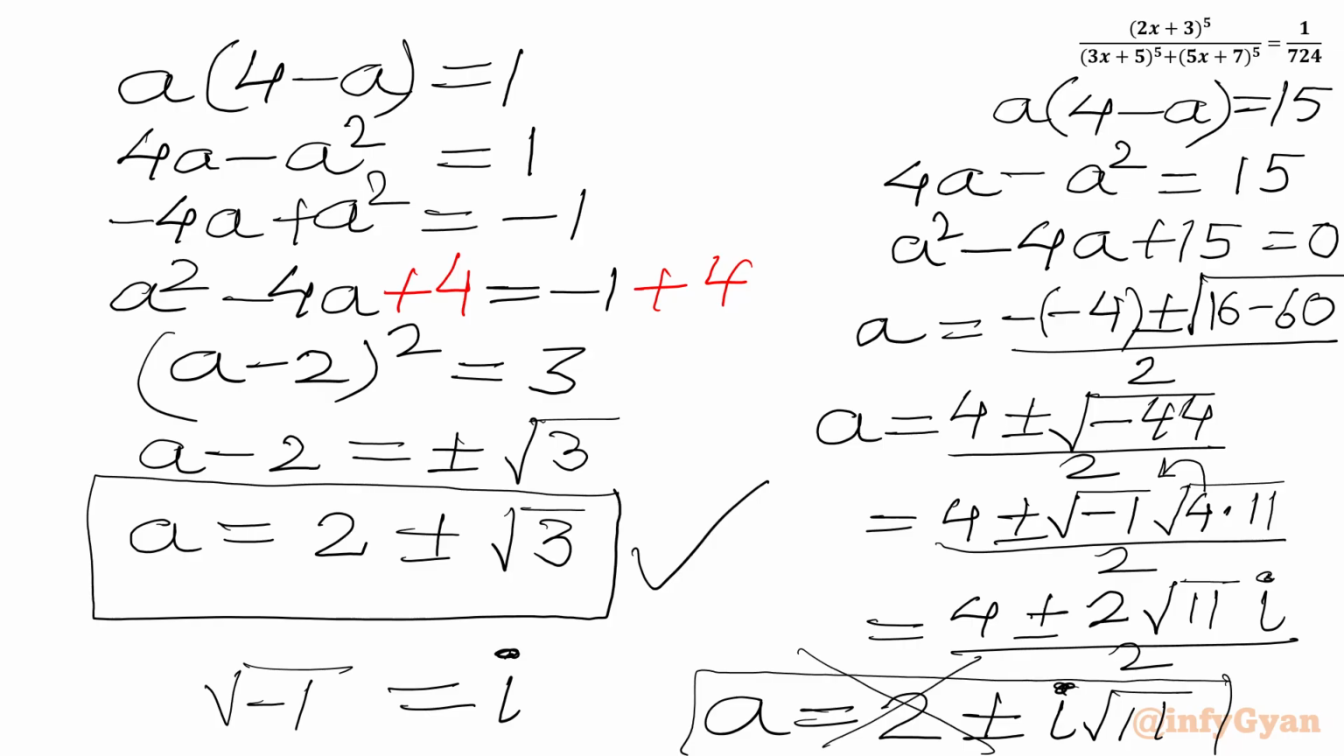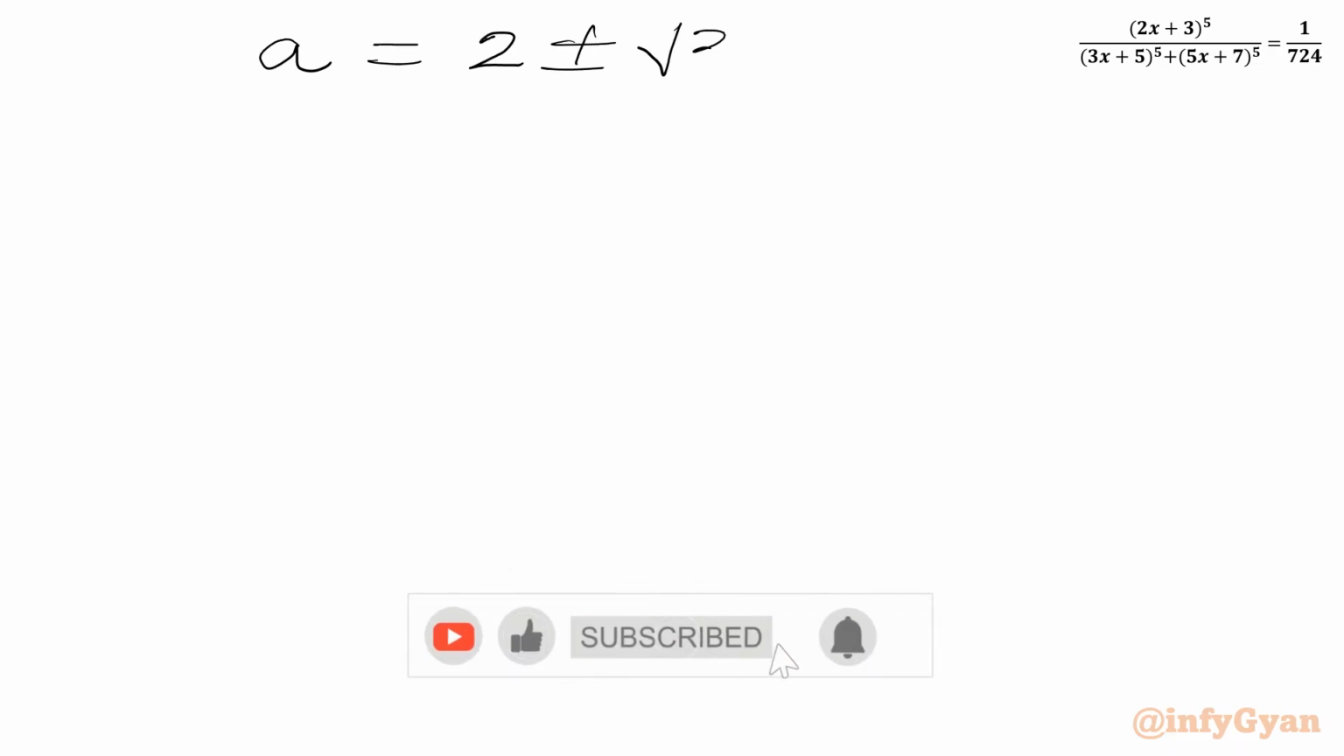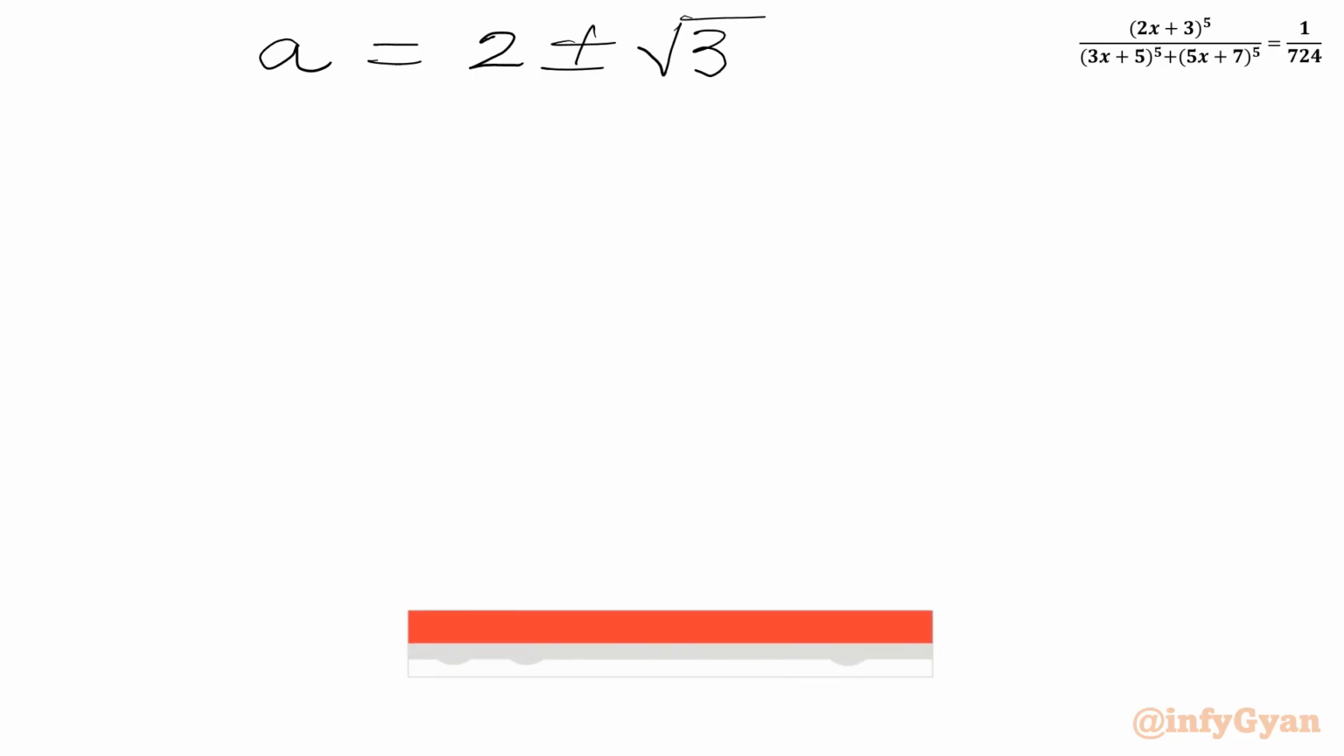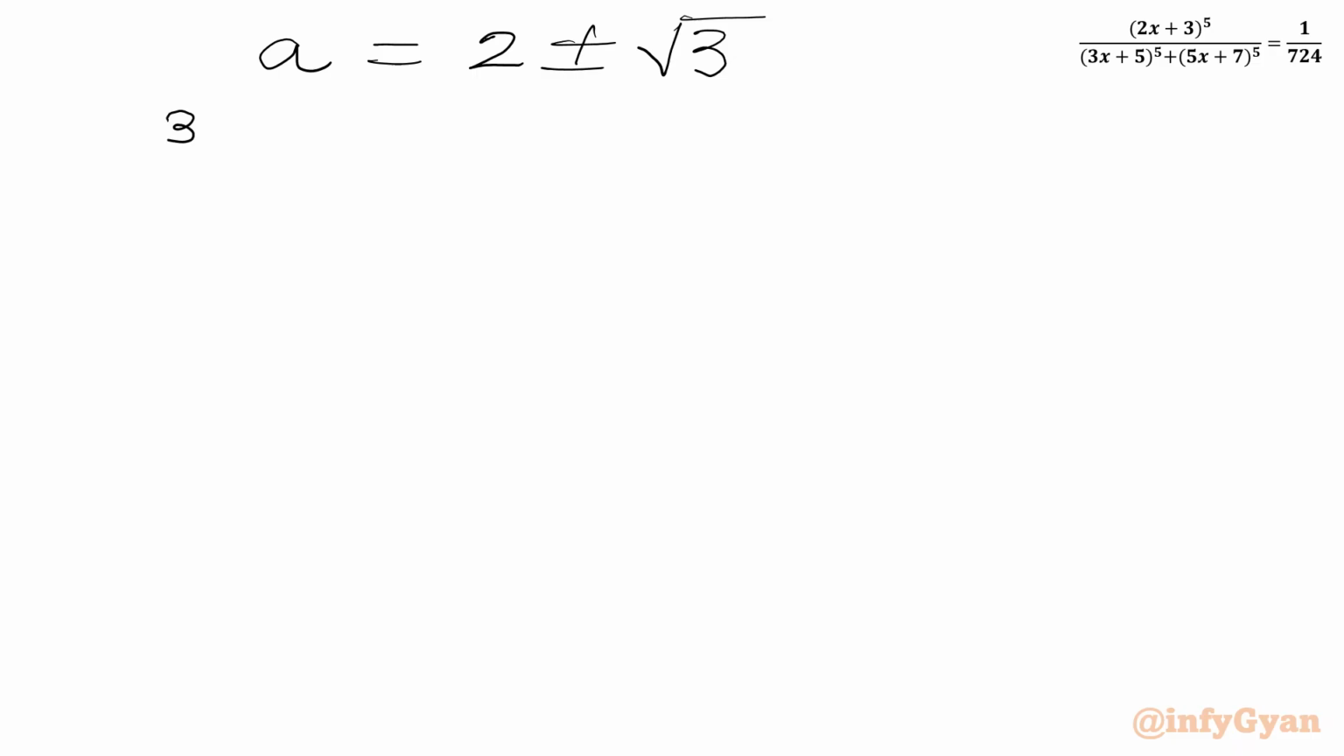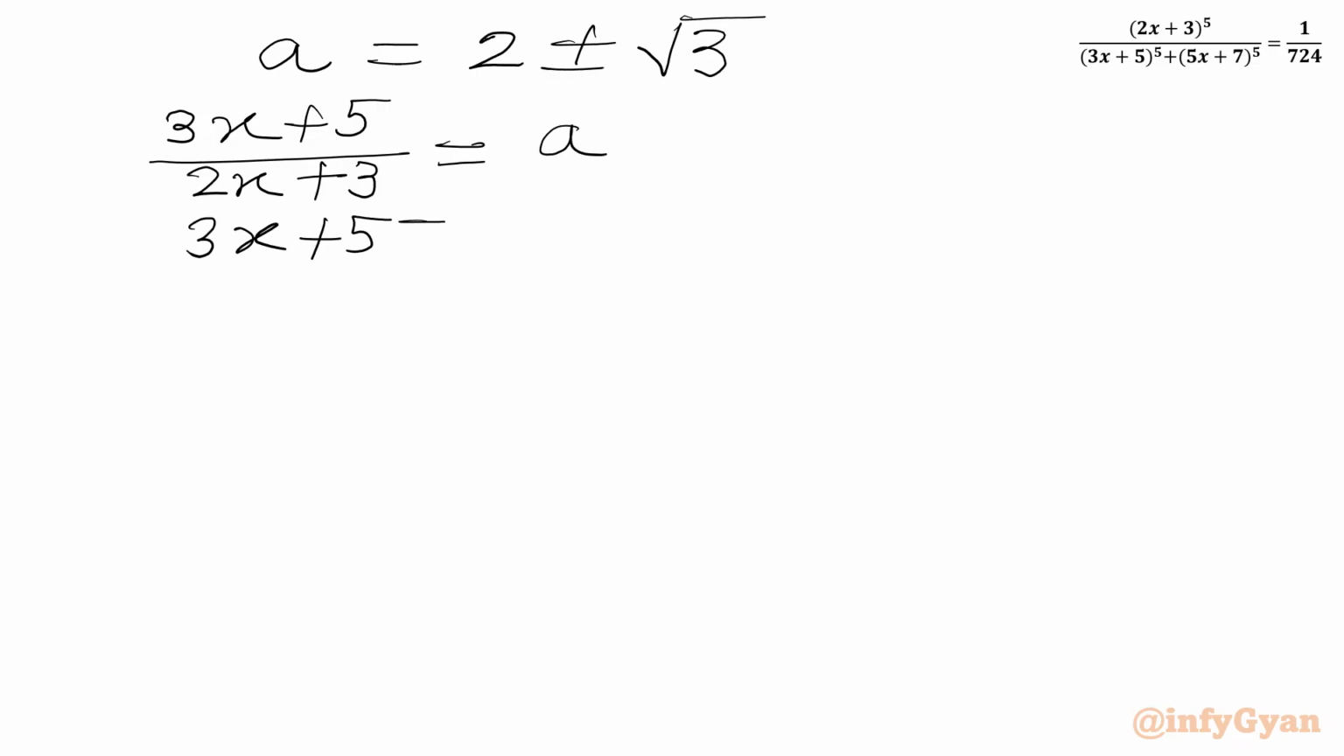2 plus minus root 3 will be the accepted value. Let me write here a equal to 2 plus minus square root 3. Now a was our substitution, if you remember. A was 3x plus 5 over 2x plus 3. This is equal to a. Let me calculate here the value of x in terms of a. So I will cross multiply. 3x plus 5 equal to 2ax plus 3a.